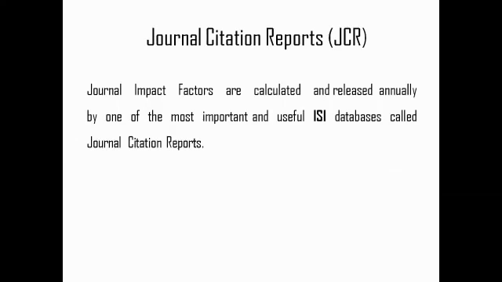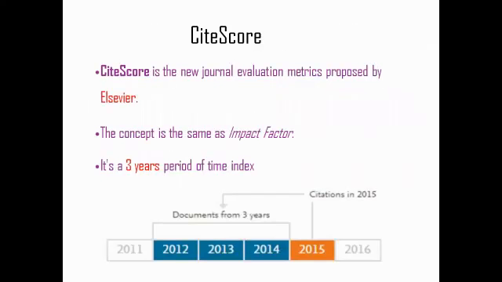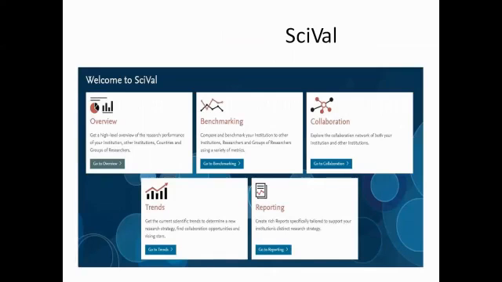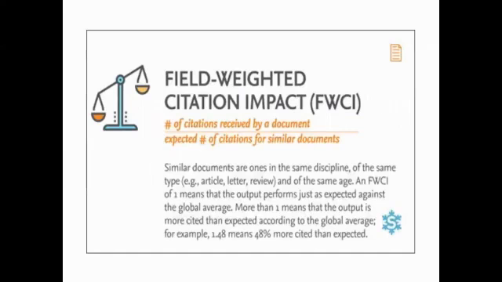It gives the overall citation value of each and every journal. It is done by Web of Science. CiteScore is again an impact factor calculation methodology given by Elsevier. And SCImago Journal Ranking is another platform by Elsevier. SciVal is another product of Elsevier, which clearly gives overall collaboration, trends, and reports about a particular field.